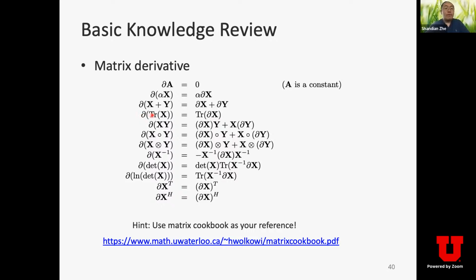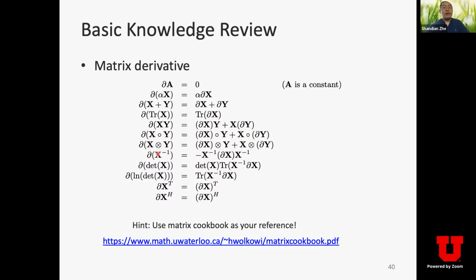Suppose there's a square matrix and we take the trace operation. What's the trace operation? Anyone recall the definition of trace? Yes, exactly. The trace is simply the summation of the diagonal elements in a square matrix. If you want to take the derivative of the trace, remember this is a scalar, it is equivalent to first taking the derivative over the matrix variable X and then taking the trace. Similarly, this is called the element-wise product, and this is the Kronecker product.